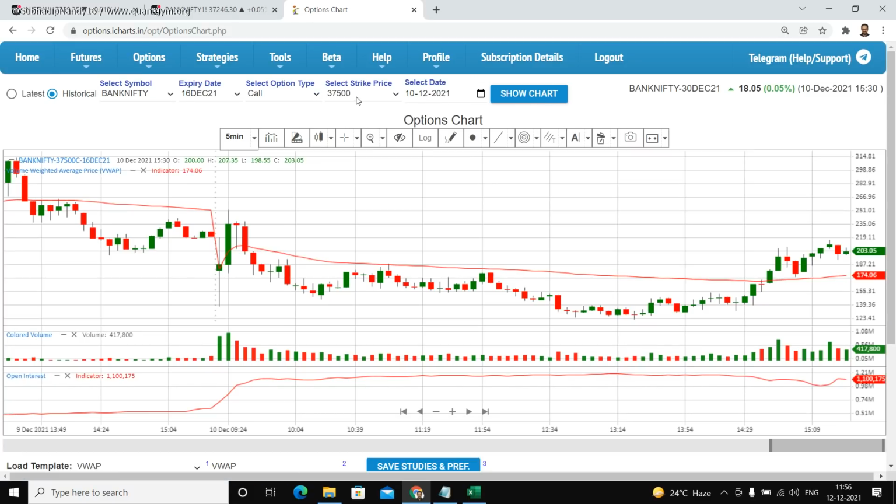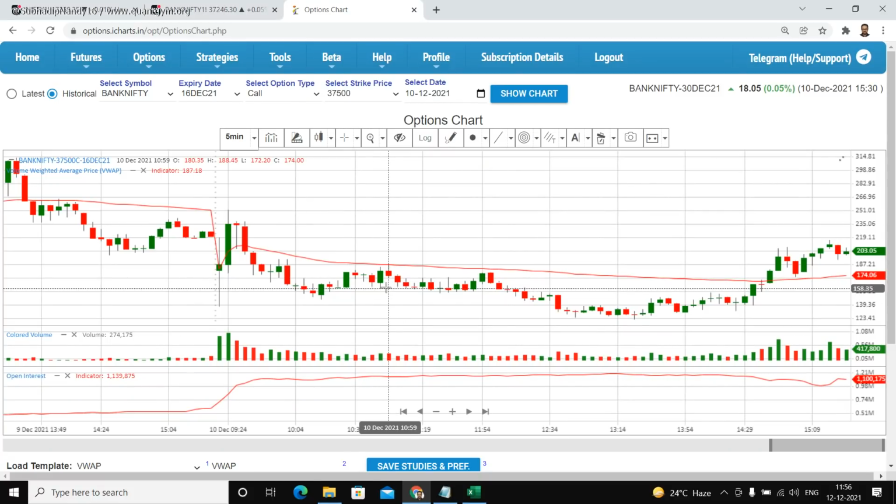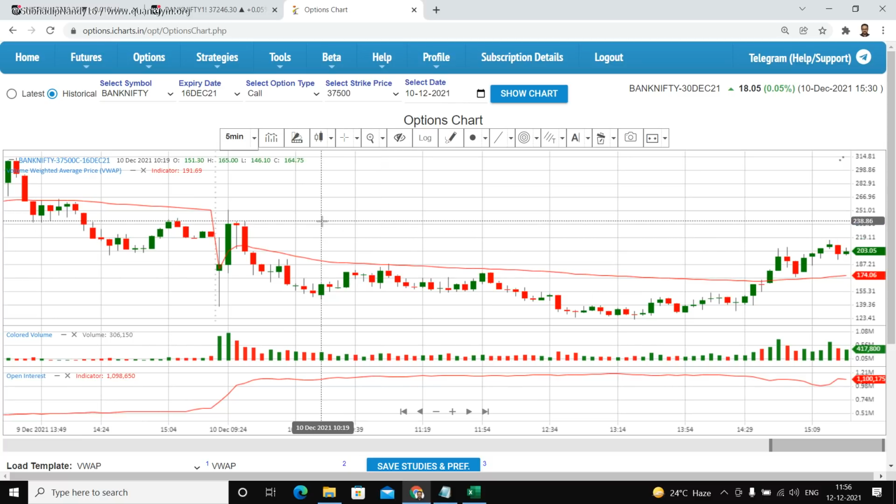16 December expiry, 37,500 call, 10th December, right? And the time I'm interested in is 10:50, around 11, say. It entered quite here. Yeah, 10:45, 10:50. So let's see at 10:45, 50. This was like at 176. Okay. So if you sell at 176, you will give a stop loss at somewhere around 238.